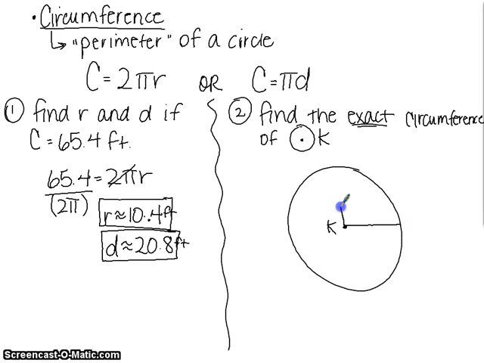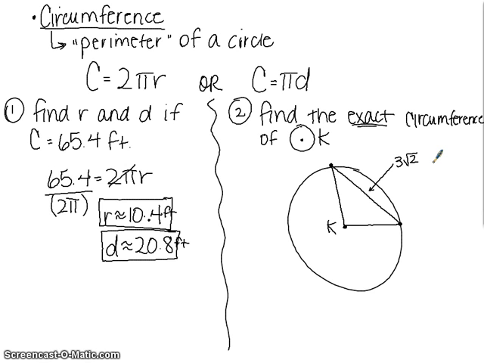And here's what we have for circle K. We have a chord and 2 radii, and this chord is 3 times the square root of 2. Remember, exact means you don't want any decimals. So if we end up with a fraction or a radical, we want to leave it like that. We don't want any decimals.